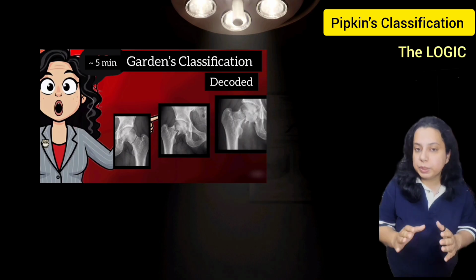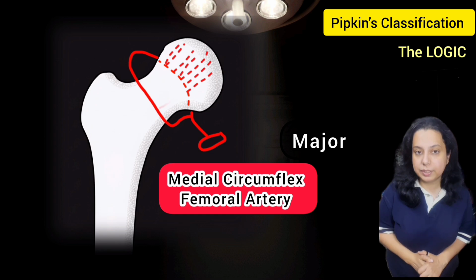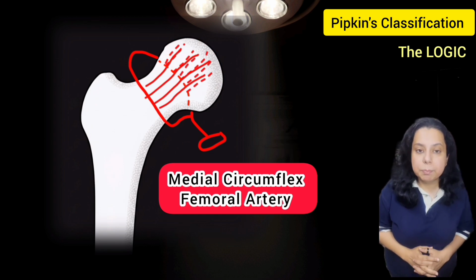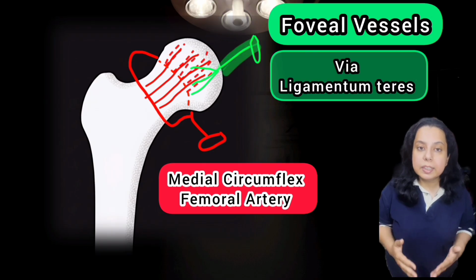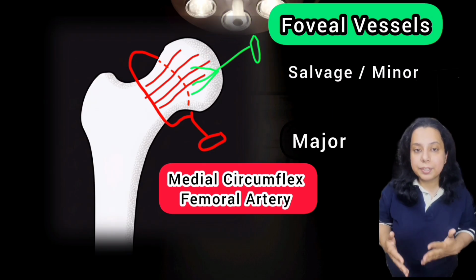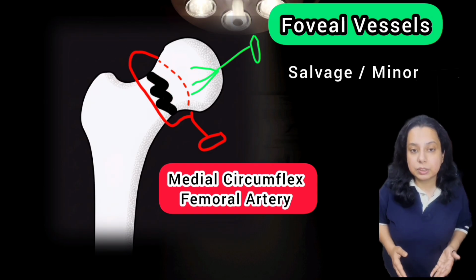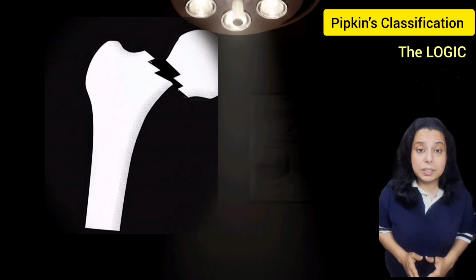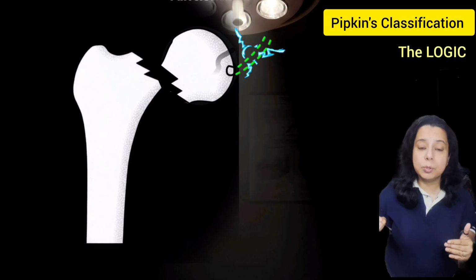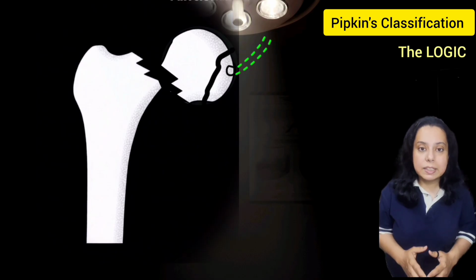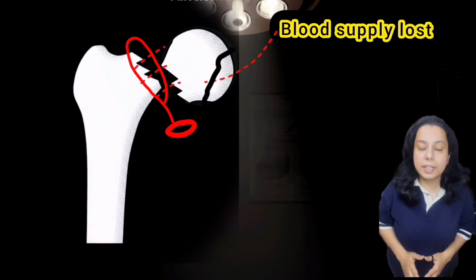From our previous videos, we know that the medial circumflex femoral artery is the major blood supply of the femoral head, especially the critical weight bearing portion. The other vessel is the foveal vessels, which travel through the ligamentum teres. Now, this acts as a secondary or salvage blood supply, particularly in cases where there is a neck of femur fracture. So, in cases where you encounter a displaced neck of femur fracture, along with complete shearing of the foveal fragment, it would indicate extremely high chances that the entire blood supply to the femoral head has been lost.